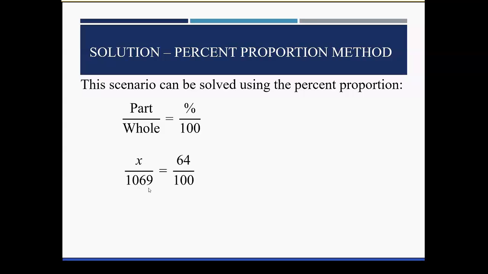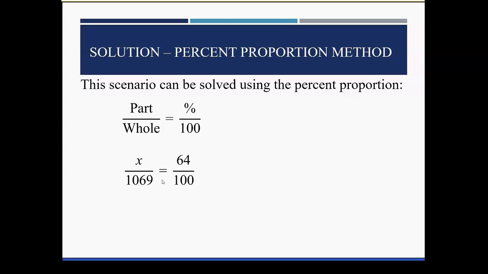The whole thing is down here in my total, and the percent that was given in the problem just gets plugged in as 64. There's no need to convert this to decimal form or do anything like that. Just plug in the numbers as they are. The 100 is part of this formula, so that never changes. That will always be there.